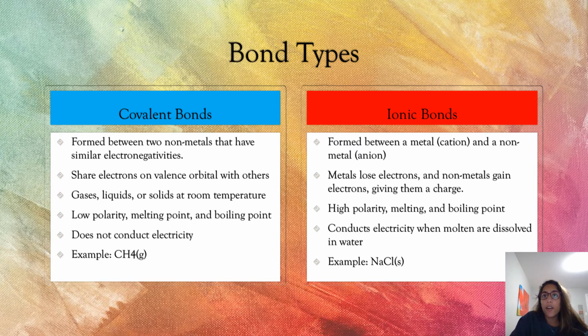Ionic bonds, on the other hand, are formed between a metal and a nonmetal. In this type of bond, the metal will lose electrons, whereas the nonmetal will gain an electron, giving both charges that increase their stability. Ionic bonds have high polarity, and therefore they have high melting and boiling points, as well as they can conduct electricity, especially when dissolved in water. An example of this type of bond is sodium chloride.